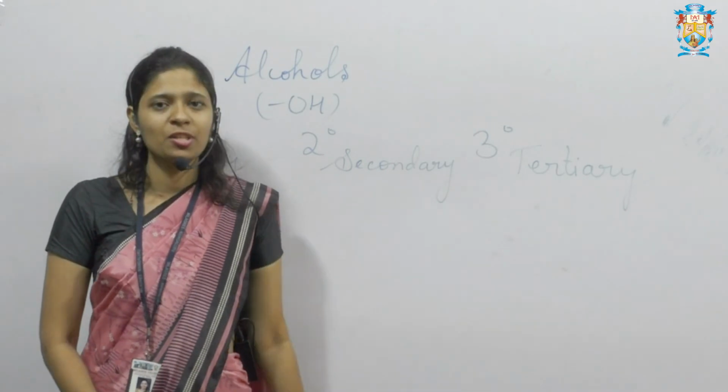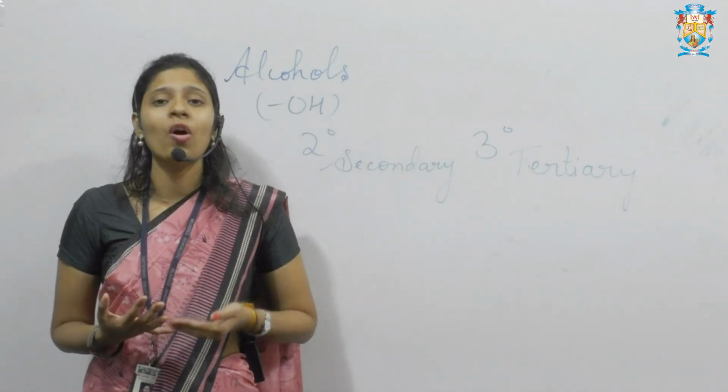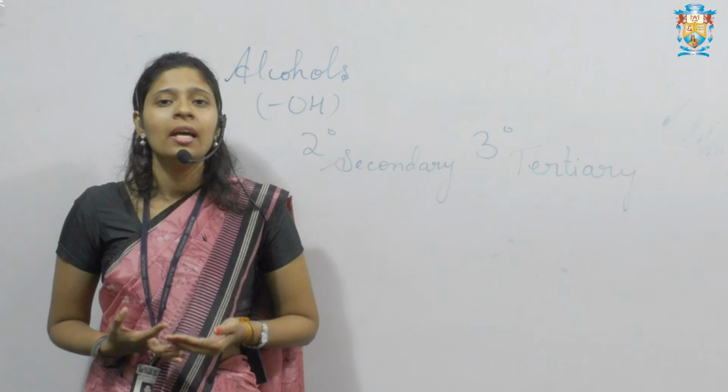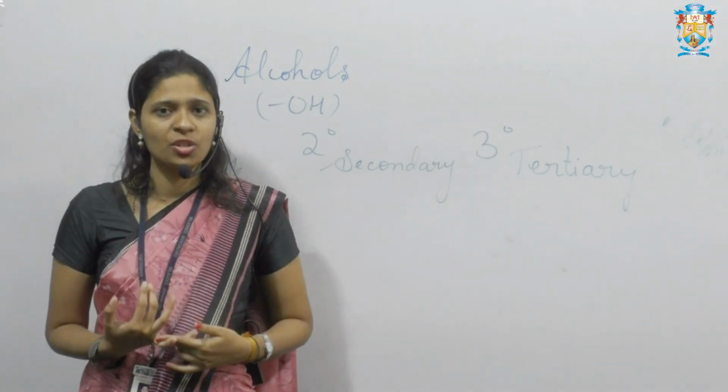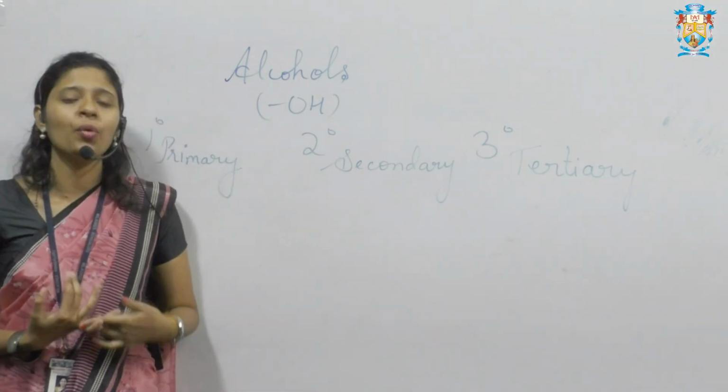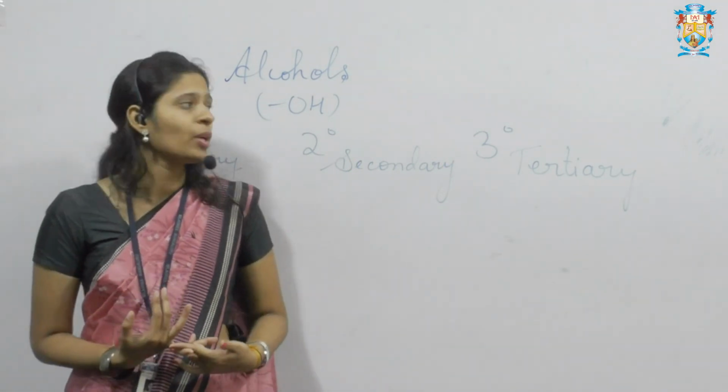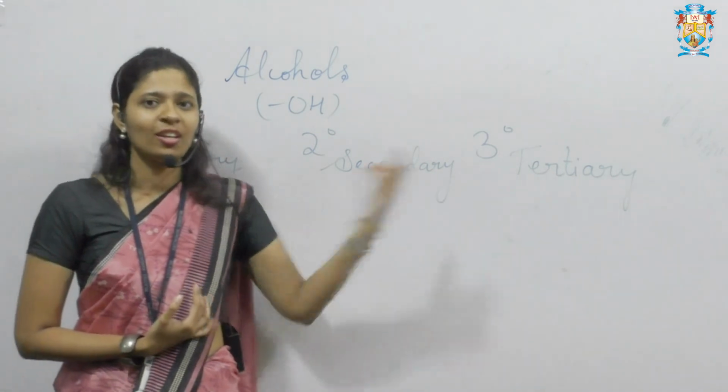So I hope you understood what a primary, secondary and tertiary alcohol is. That was the introduction to alcohol, that is, the OH group. In the next video we will continue with distinguishing between primary, secondary and tertiary alcohol.